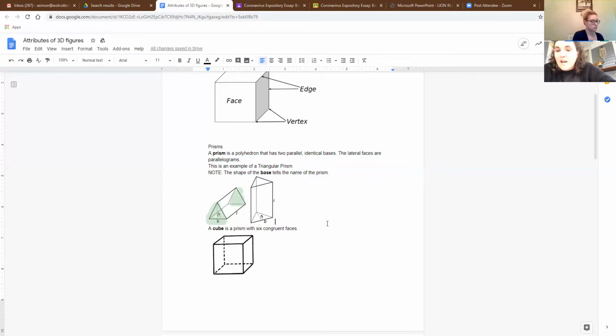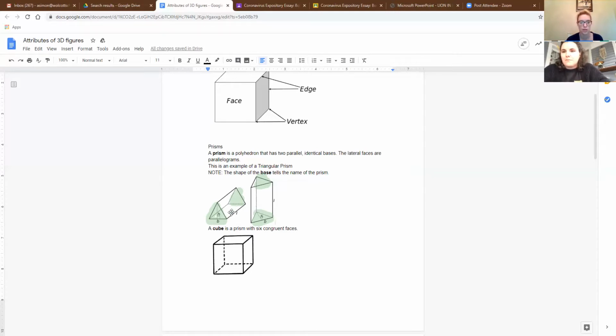Over here, as Miss Simon was saying, on this one the base is what's sitting on the ground, on the bottom, and then the identical base is on top. On this other one, none of the bases are sitting down on the ground, but they're still the bases because they're the two identical faces exactly across from each other. The other ones are called the lateral faces, and those lateral faces are rectangles, not triangles.